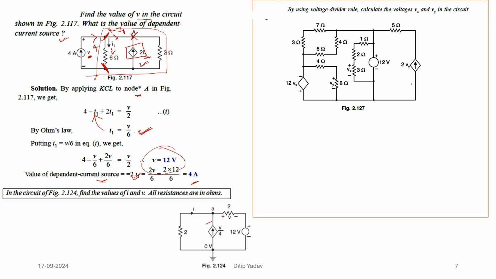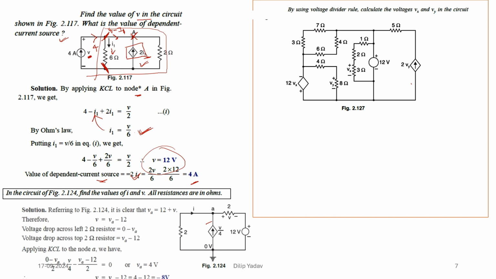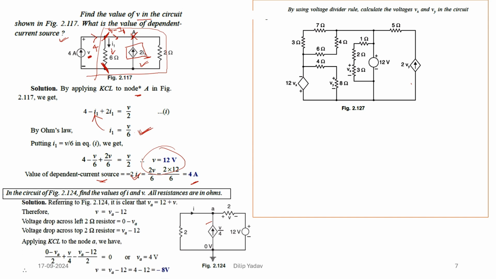This is another question we have. In the circuit, find the value of I and V. All resistances are in ohm. This is a simple question that has been asked in GATE also. If I is the current that is going, this is V by 4 and this is the plus of V, and it is asking me to calculate VA. Find the value of I and V.